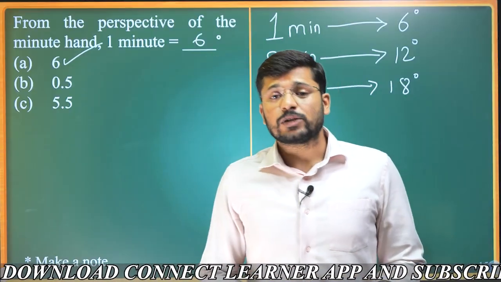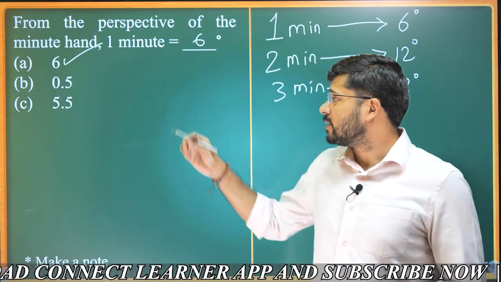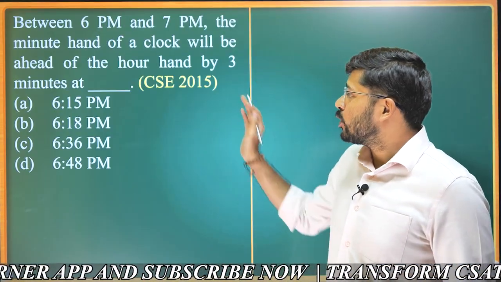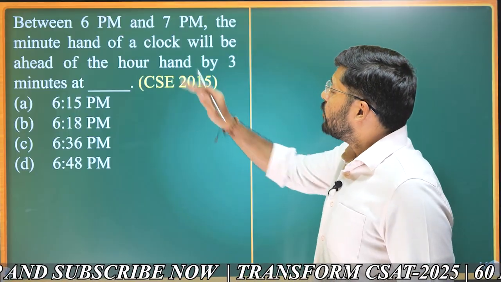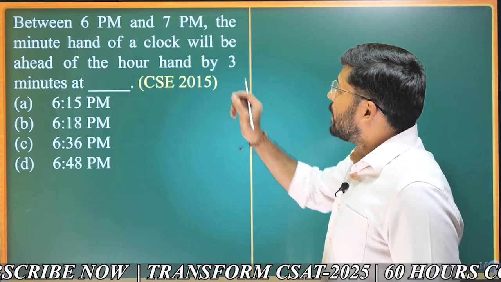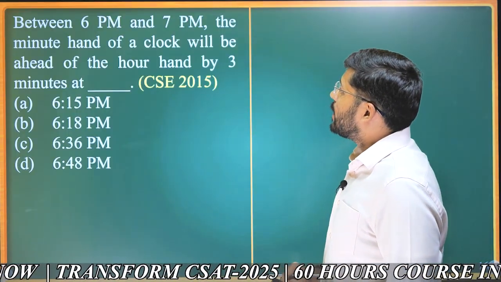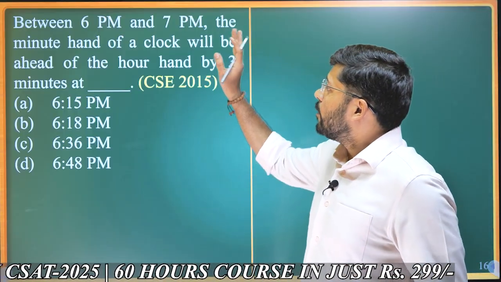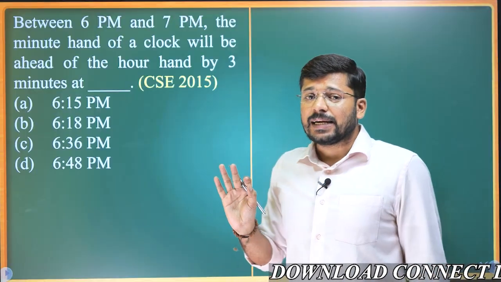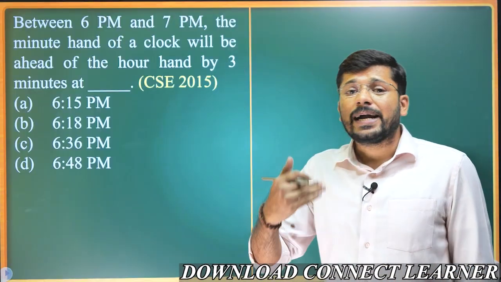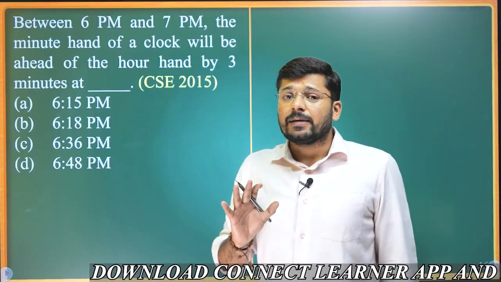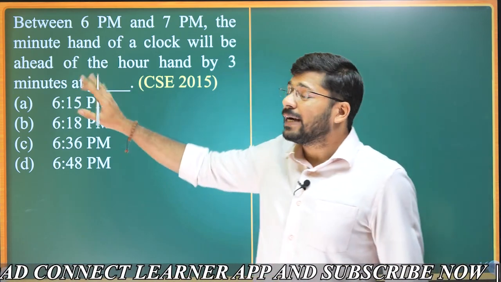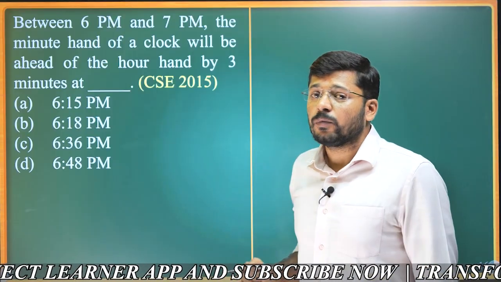Done. Now based on this concept, and the previous 3 concepts that we learned, we'll answer a previous year question. This question was asked in the 2015 paper. Between 6 p.m. and 7 p.m., the minute hand of a clock will be ahead of the hour hand by 3 minutes at. So now between 6 p.m. and 7 p.m. at some exact time, the minute hand will be ahead of the hour hand by some degree. But they have given those degrees in terms of minutes. First, we will convert these minutes in terms of degrees, and then we will solve.